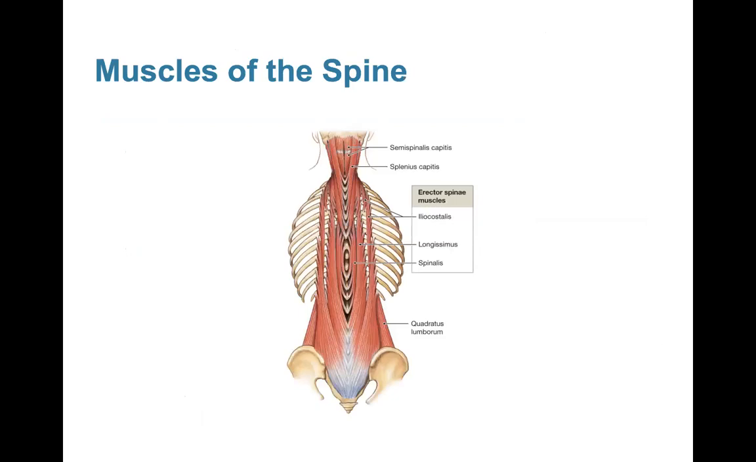And here we can see all the spinal muscles there. They pretty much go straight up and down the vertebral column. The most important one here is the erector spinae muscle, which is composed of the iliocostalis, longissimus, and spinalis. Again, these are very important in maintaining posture, maintaining an erect spine.